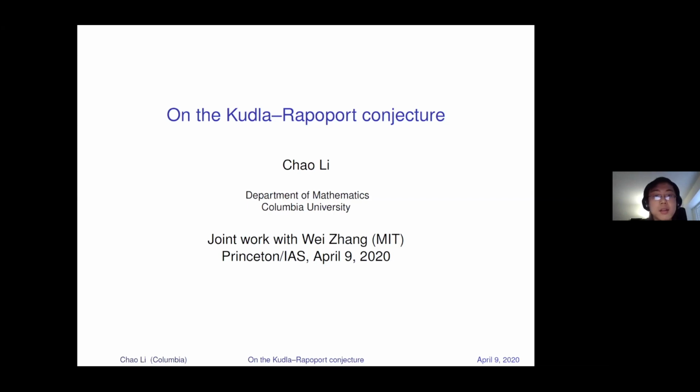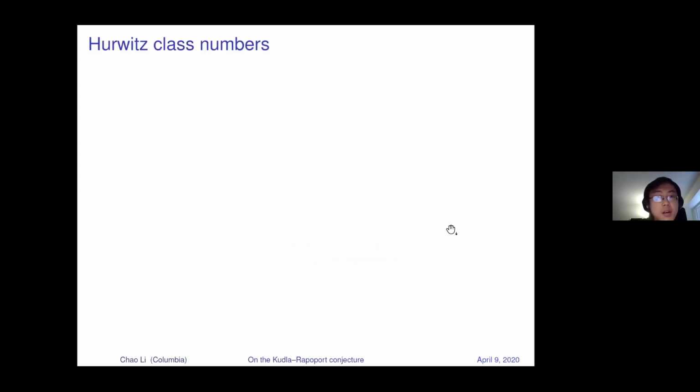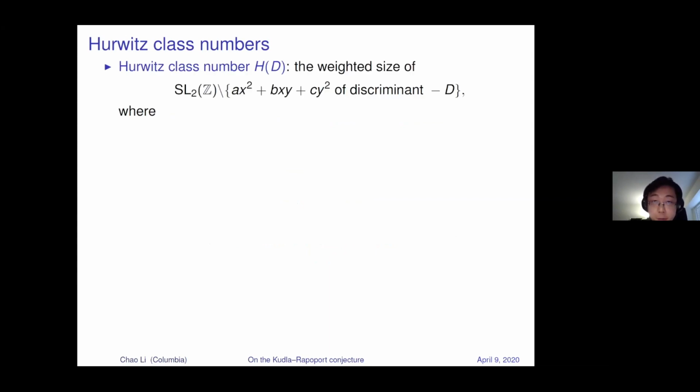Okay. So maybe let me begin with something everybody is more familiar with, a more classical subject of Hurwitz class numbers. So let me remind you, the Hurwitz class number is a variant of the usual class number of binary quadratic forms. It's a weighted size of the equivalence classes of binary quadratic forms of fixed discriminant negative d. But it's counting not only the size of these equivalence classes, but also encoding the size of the stabilizer of this action.